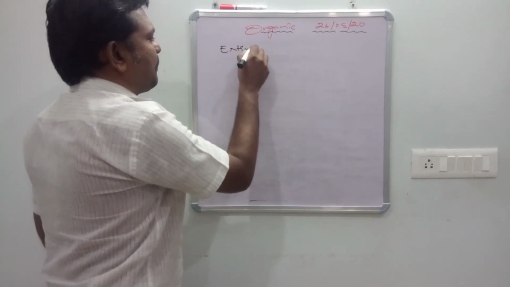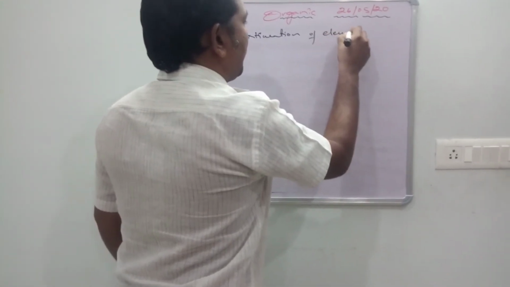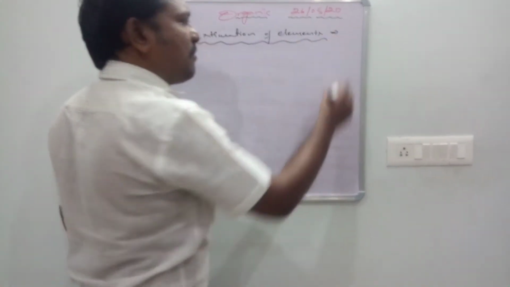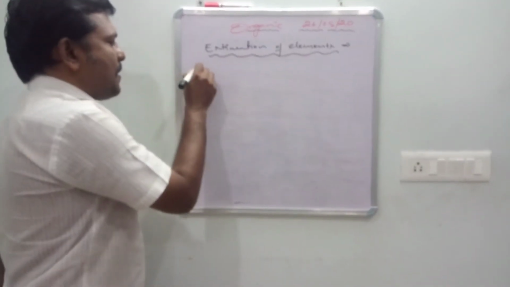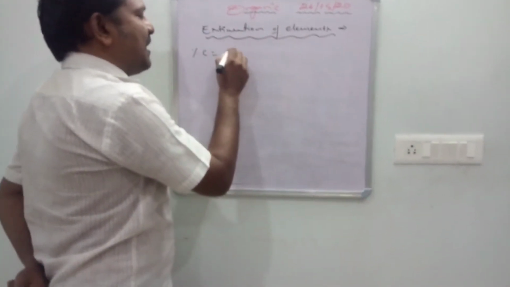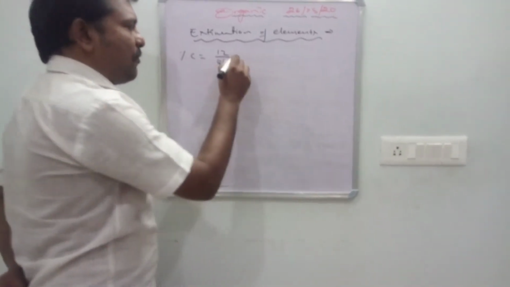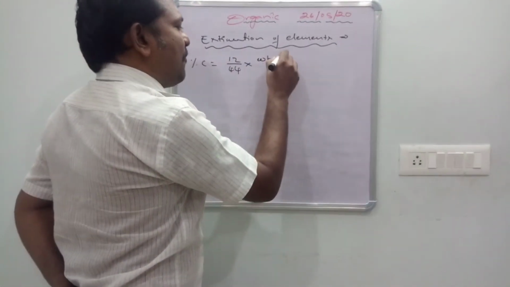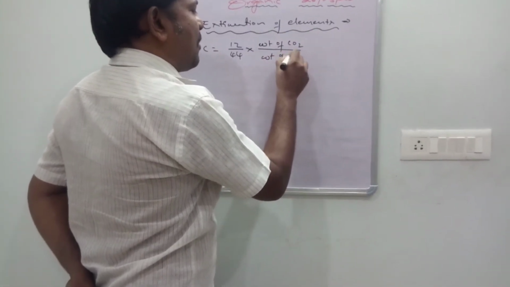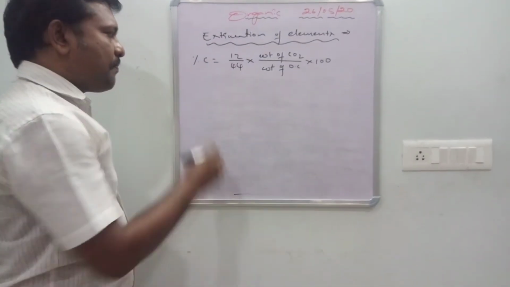Quantitative means estimation of elements. Instead of going through the whole process, I am directly giving you the formulas, so observe carefully. Percentage of carbon is equal to 12 by 44, the molecular weight of carbon dioxide, into weight of carbon dioxide by weight of organic compound into 100. That is percentage of carbon.